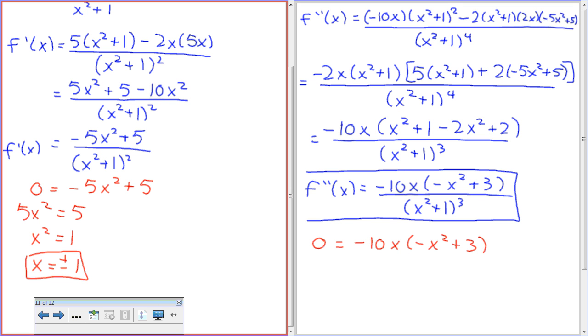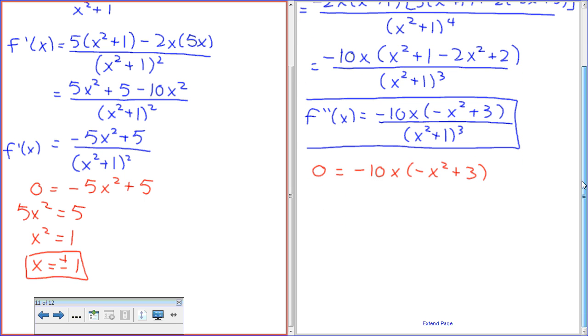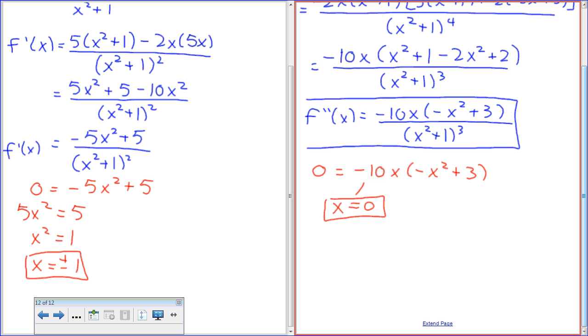Is that okay? So over here we're going to have x equals 0. And over here we're going to have negative x squared plus 3 equals 0. So 3 equals x squared, x equals plus or minus the root of 3. So we're going to have two critical points and 3 points of concavity. Please ask and be brave at this moment if there's a question.